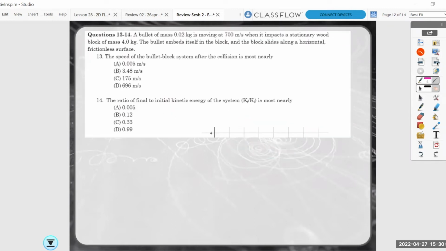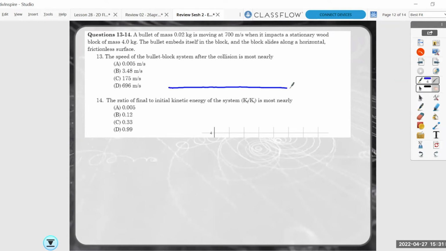All right, 13 and 14, and then I think I picked 2 more out, and then we can take a moment and do any last ones that people want to do. Here we've got a bullet that impacts a stationary wood block, and it embeds itself in the block, and then they both slide. Well, what kind of question do we think this is? Momentum, absolutely. The two things collide. This is a momentum question.